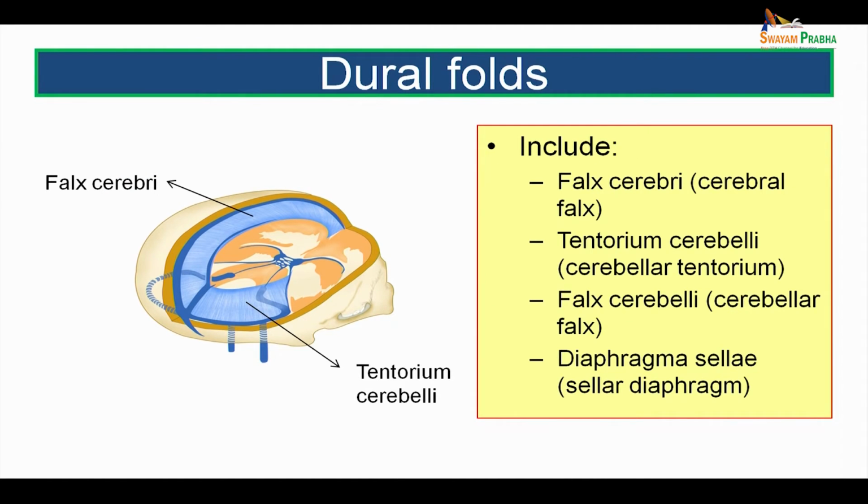There are four named dural folds: falx cerebri or the cerebral falx, tentorium cerebelli or cerebellar tentorium, falx cerebelli or cerebellar falx, and diaphragma sellae or the sellar diaphragm. This picture shows us the falx cerebri, which is a large sickle-shaped dural fold. What we see here transversely placed is the tent-shaped tentorium cerebelli.